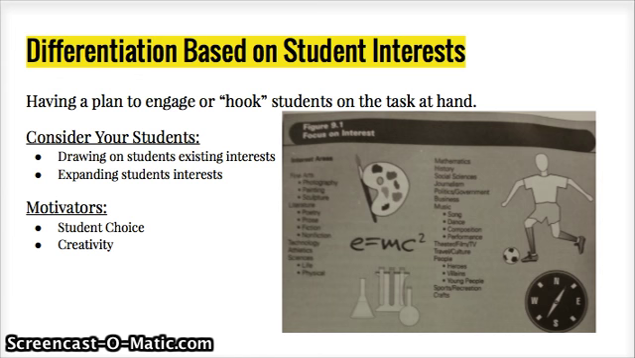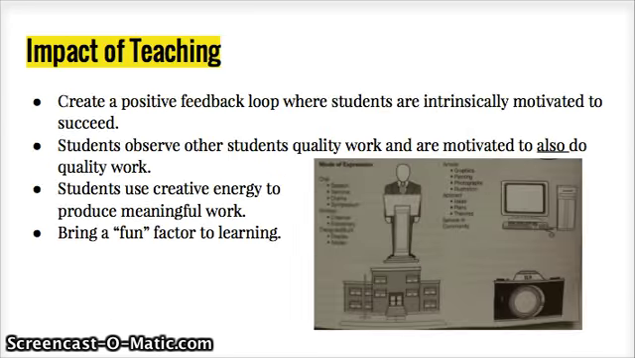Tomlinson explains, a wise teacher knows that a key feature in artful teaching is having a plan to engage or hook the students on the topic at hand. Some key things to consider when doing this are students' current interests or expanding the students' interests. Some other motivators that could help as well are giving students choices on assignments or giving them assignments where they're allowed to be creative.